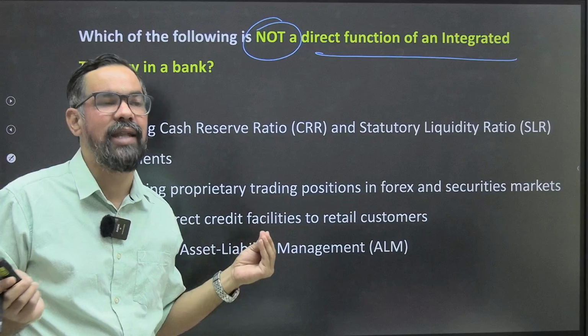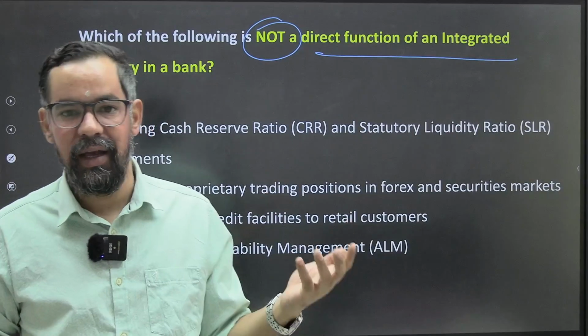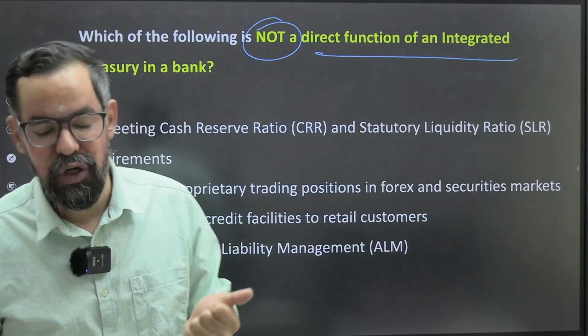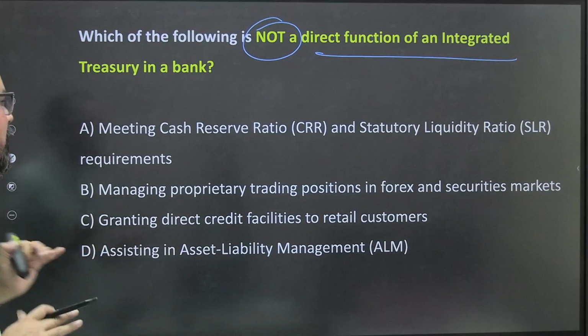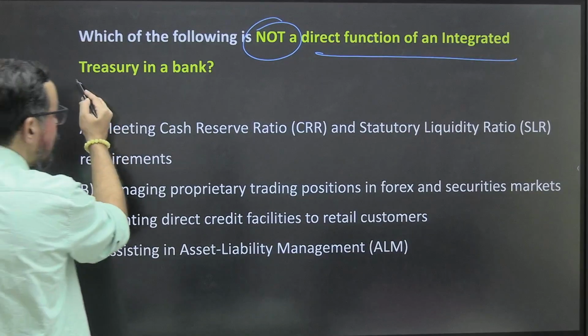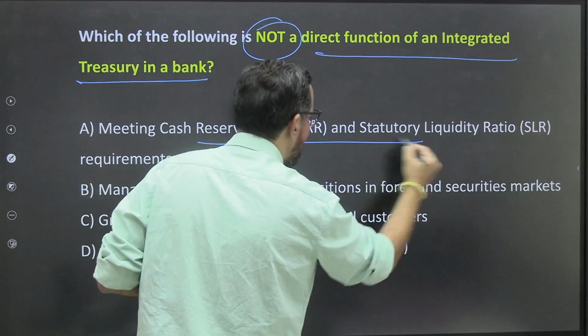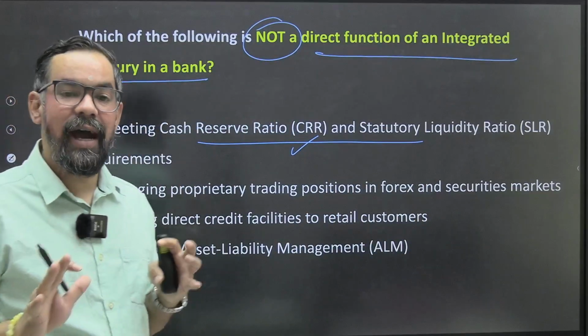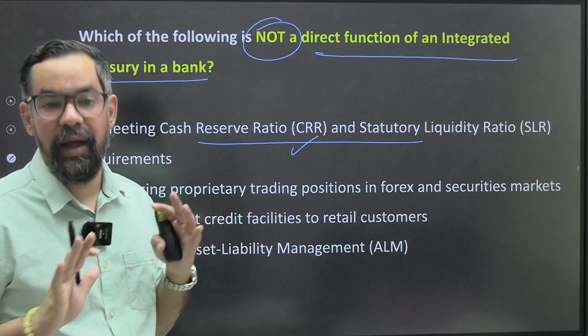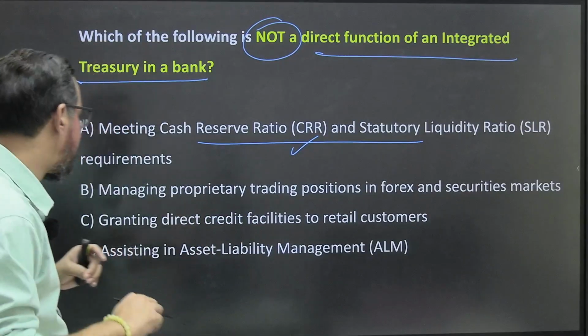Overall idea is to manage ALM and take arbitrage opportunities from the market. So it is not a direct function of integrated treasury in a bank. Meeting CRR and SLR generally comes under the treasury. So bank CRR and SLR is generally taken care of by the treasury department itself.